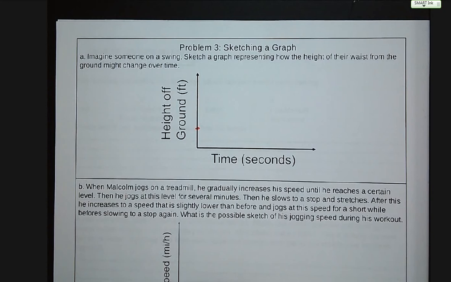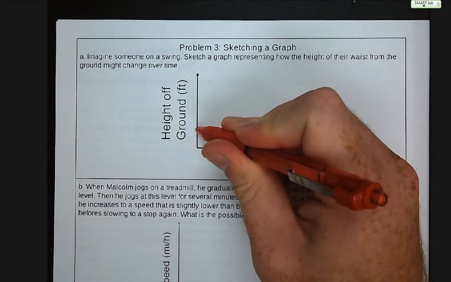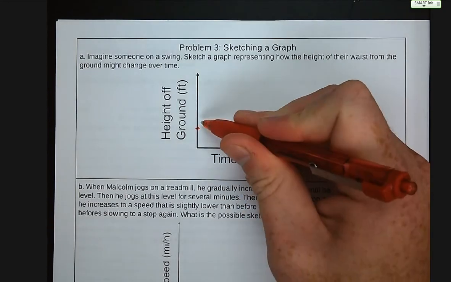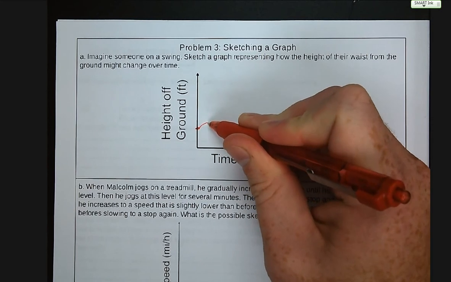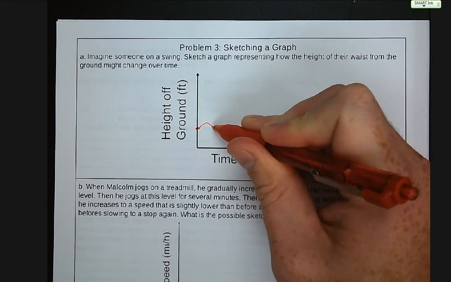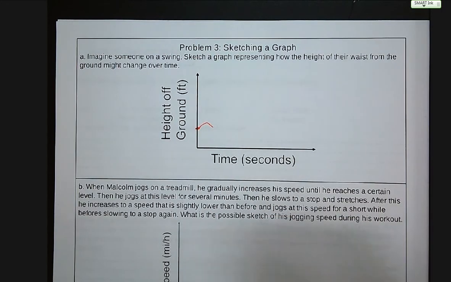Now what happens when you sit down on that swing? Well, you got to kick your legs and start to move back and forth. So you're going to maybe see a small rise, and then you'll come back down. Do we go lower than where you started?